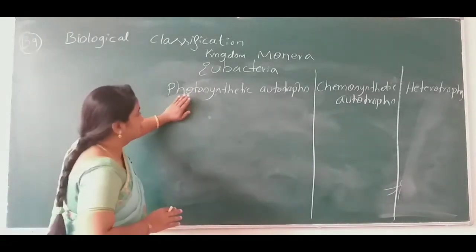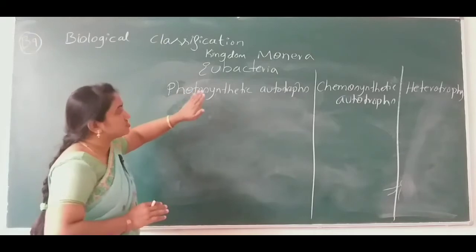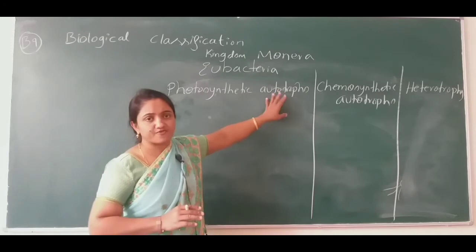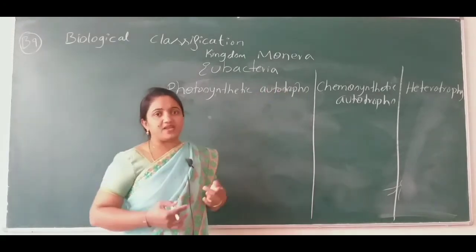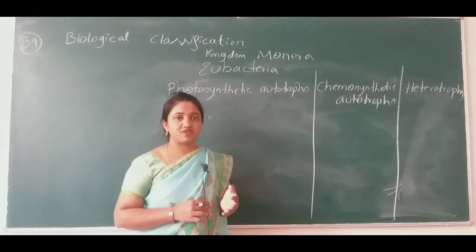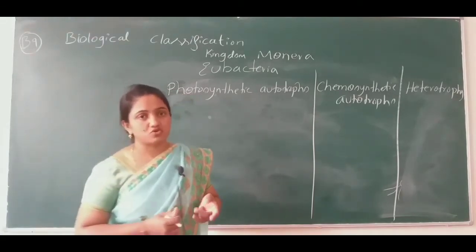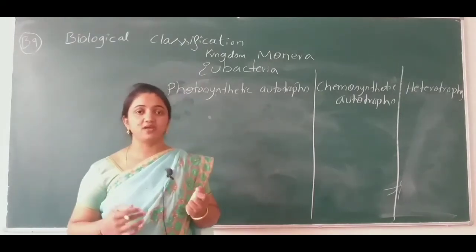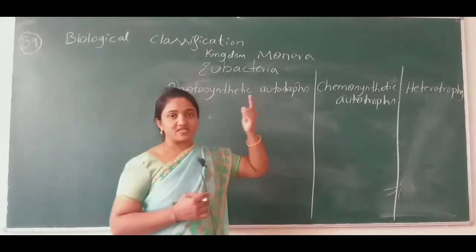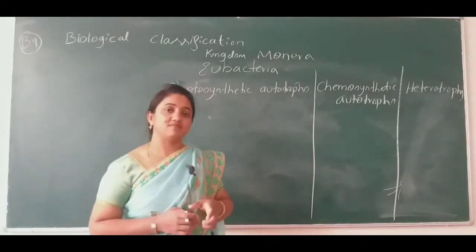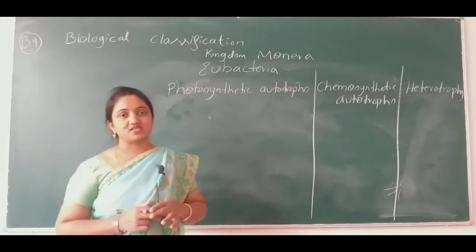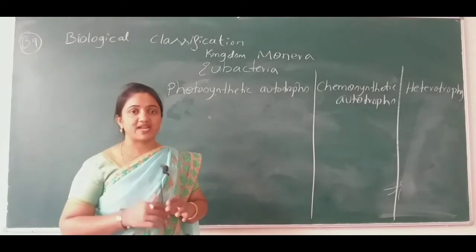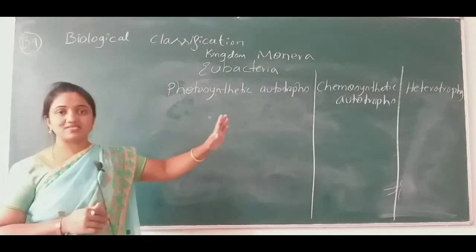So the first one I have written here is photosynthetic autotrophs. Let me tell you the meaning of autotrophs. Autotrophs means self-preparing the food. I prepare my food, so do you call me an autotroph? No, we are dependent on other organisms for food and nutrition. Some of the bacteria, some of the algae, some plants prepare their own food by using sunlight or radiation. So those are known as autotrophs.